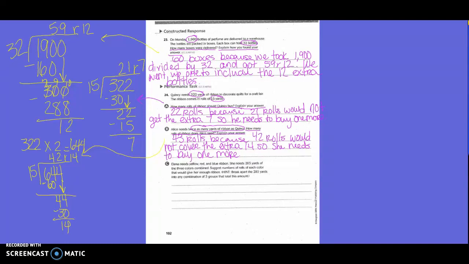So letter C, Elena needs yellow, red, and blue ribbon. She needs 285 yards of the 3 colors combined. Suggest numbers of rolls of each color that would give her enough ribbon. Hint, break apart the 285 yards into a combination of 3 groups that total this amount.